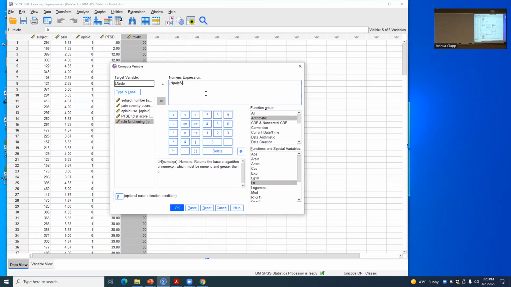I can't take the natural log of 0. I can't take the logarithm of 0. It's undefined, right? So what am I going to do to address this? I'm going to add 1 to each one of the scores for roll functioning. I'm just going to say roll functioning plus 1.